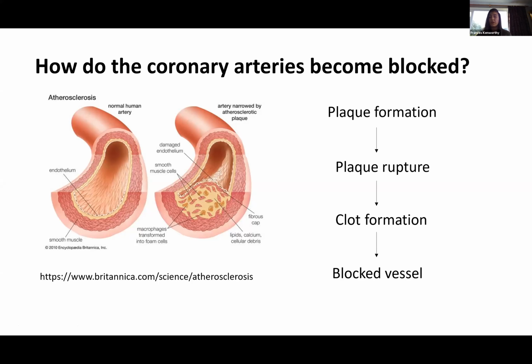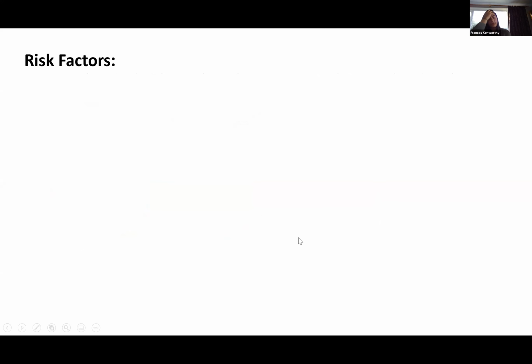And then once the vessels themselves are blocked, not enough blood's going to get to the heart muscle, and heart muscle cells can actually die within 15 to 20 minutes. So it's actually quite a quick effect. It needs fast treatment, and it's something that can cause a lot of damage very quickly. So we're going to talk about risk factors now. Risk factors are something you'll come across a lot. It's something to talk about when we're thinking about who's most likely to get these sort of diseases.